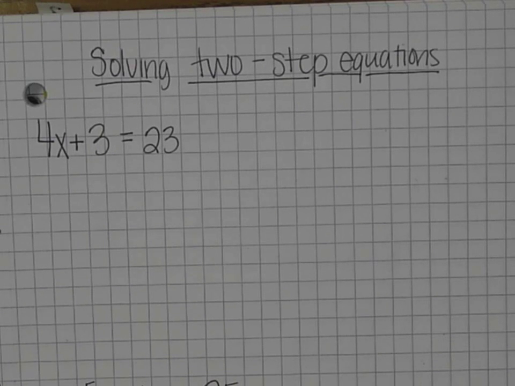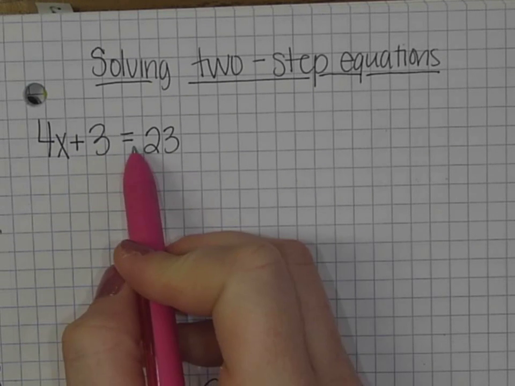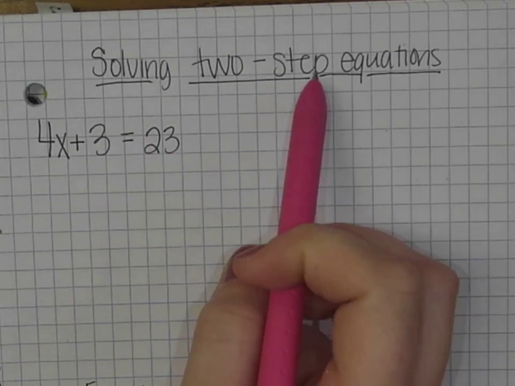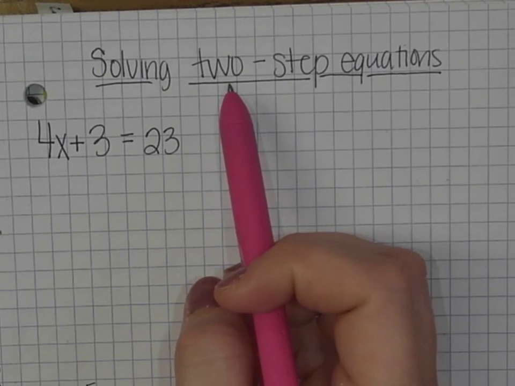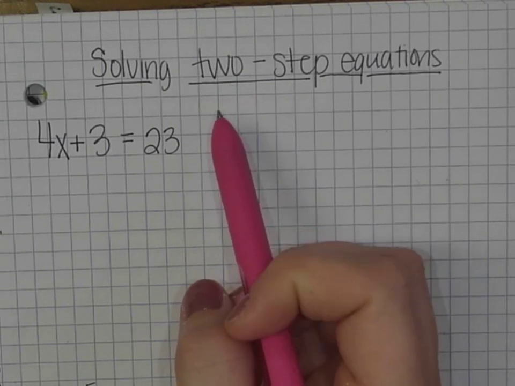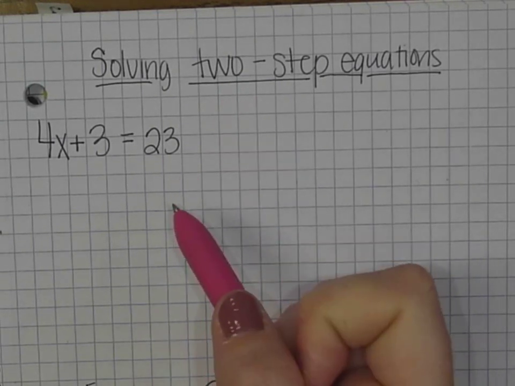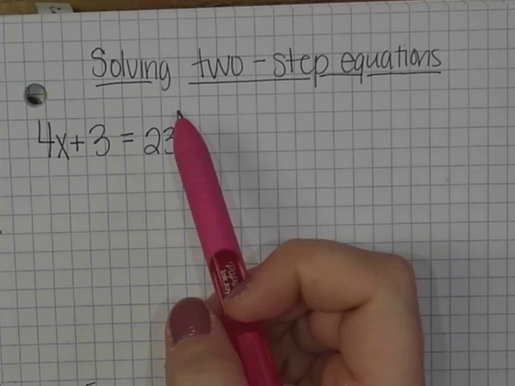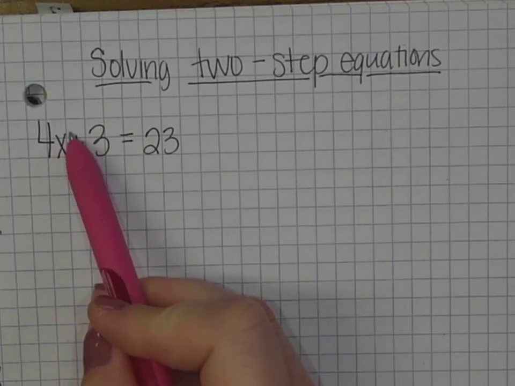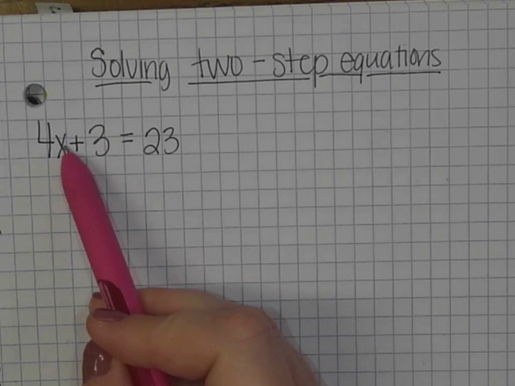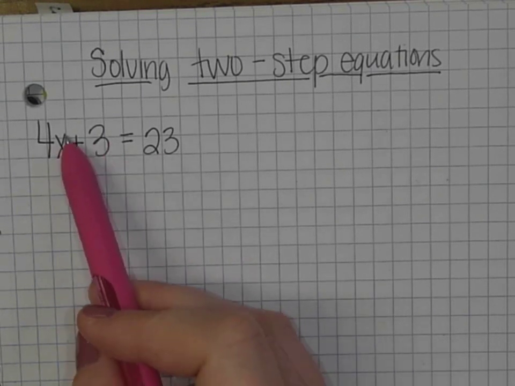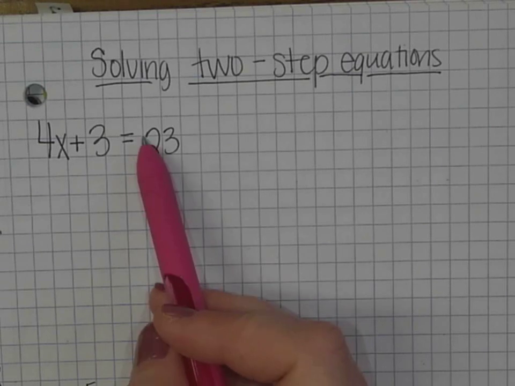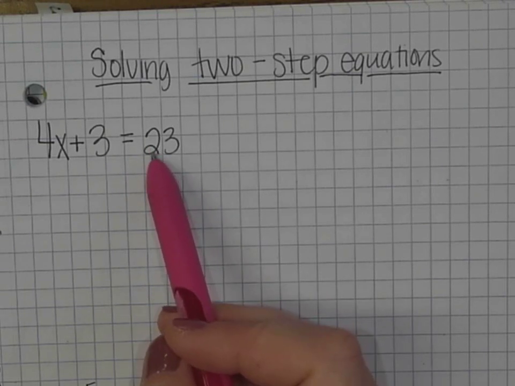So, solving two-step equations. If you have 4x plus 3 equals 23. With one-step equations, you just had to add, subtract, multiply, or divide. Now you're going to have to do two steps. Again, you're looking for some unknown number that can go in for x that would make this true. So this side would need to be 23 in order to make this side 23.